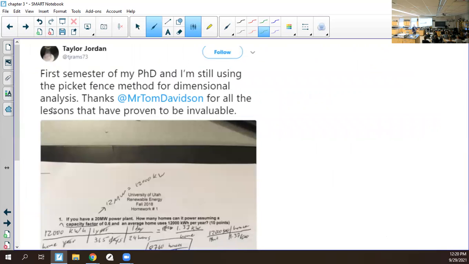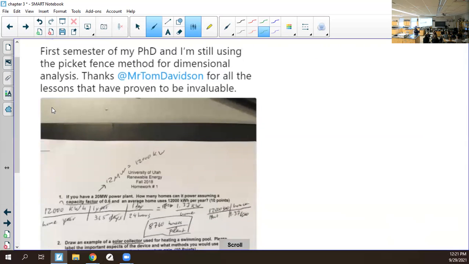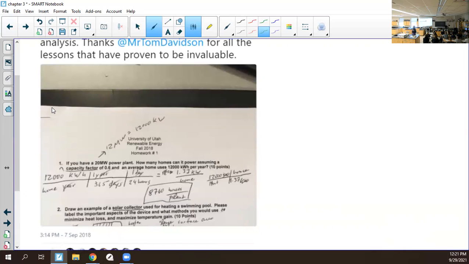Okay. One more thing before we start. I got this tweet a long time ago from Taylor Jordan. I taught him over 10 years ago. He said, first semester of my PhD, and I'm still using the picket fence method for dimensional analysis. Thanks, Mr. Tom Davidson, for the lessons that have proven to be invaluable. So it says, if you have a 20 megawatt power plant, how many homes can it power, assuming a capacity factor of 0.6 and an average home uses 12,000 kilowatts per year?